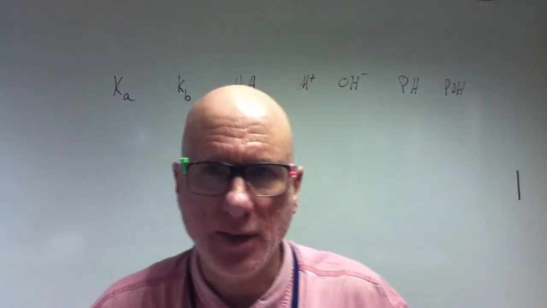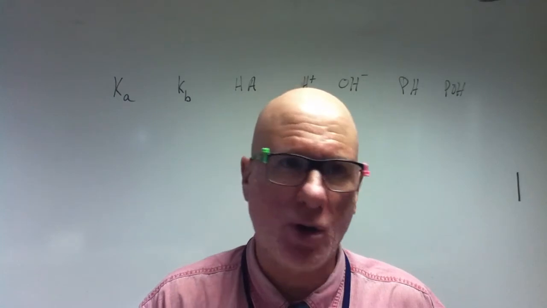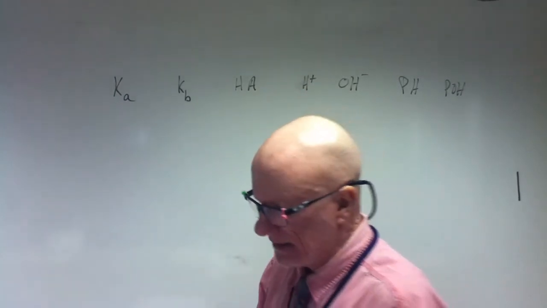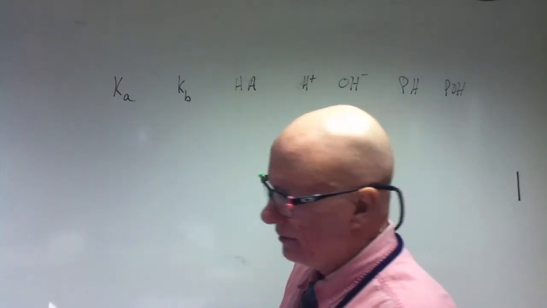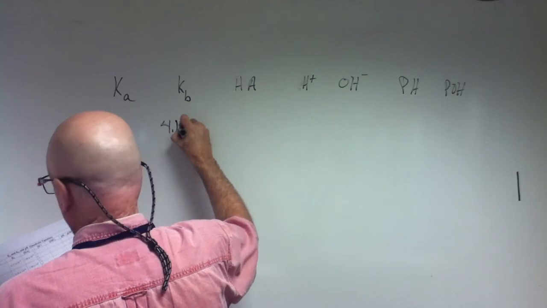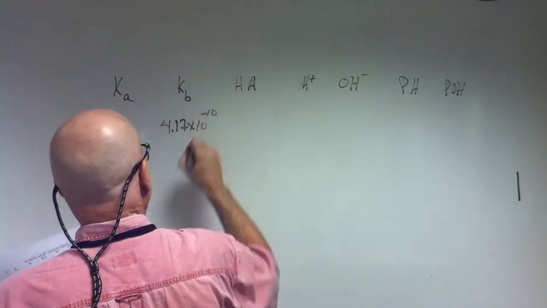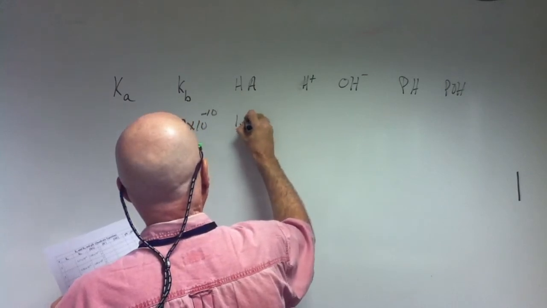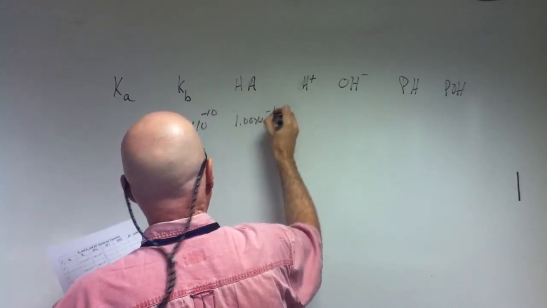This is the worksheet. I'm actually going to do part of number 1. There's only 5 problems to do. All right, it says that Kb is 4.17 times 10 to the negative 10th, and this is 1.00 times 10 to the negative 1, which is 0.01.